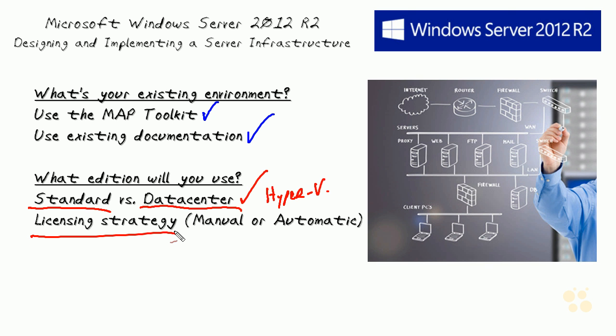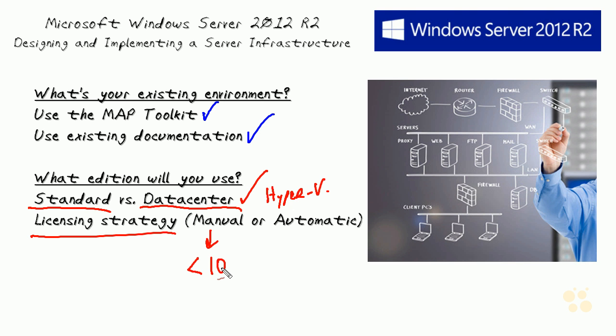Speaking of licensing, what's your licensing strategy for rolling out your new Windows Server 2012 installs? Because it does require that you activate the operating system after installation. Now you can do this a couple of different ways. You can do it manually. This is where maybe you're only putting out a few servers, okay? So we would say maybe anything less than, I would say, 10 servers, manual will work for you.